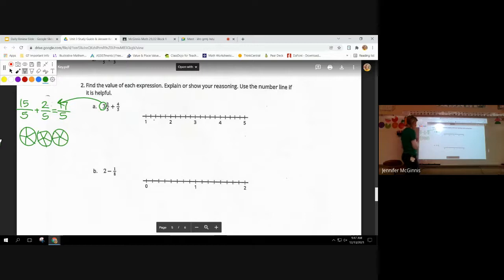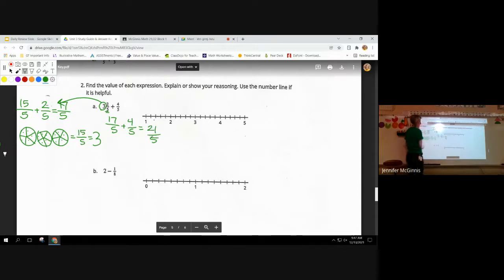what? Fifths. Cut into fifths. So that's where we get 1, 2, 3, 4, 5, 6, 7, 8, 9, 10, 11, 12, 13, 14, 15. That's where we get 15/5 equaling the same as 3 wholes. Then you add this 2/5 to the 15, and that gets you 17. So 17/5 plus 4/5 equals 21/5. Good job.